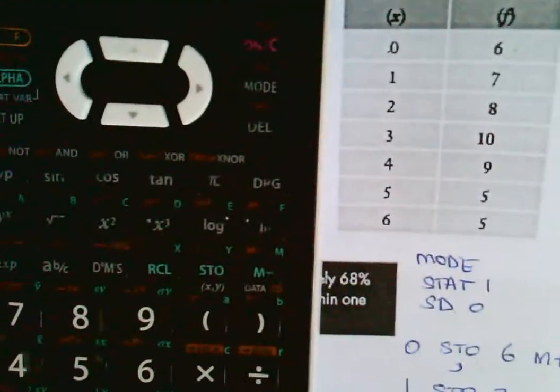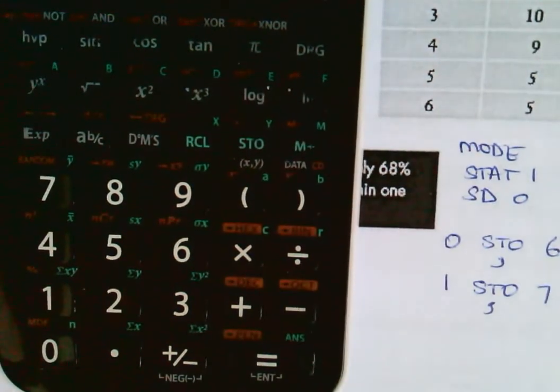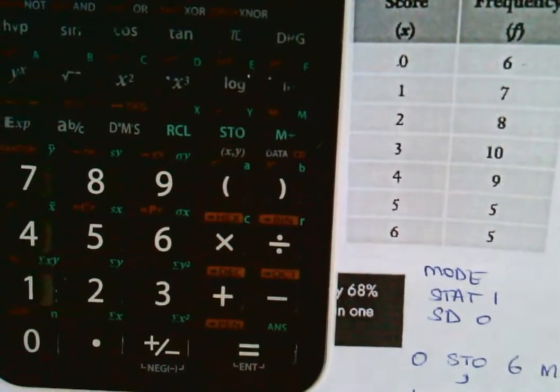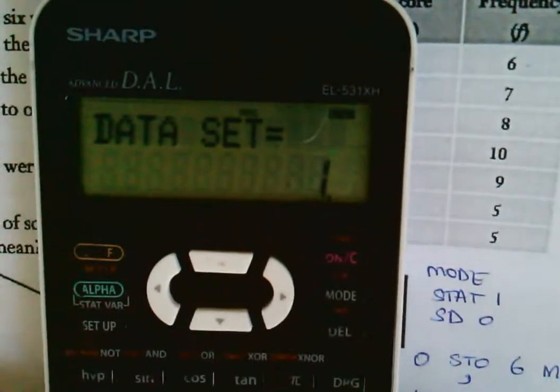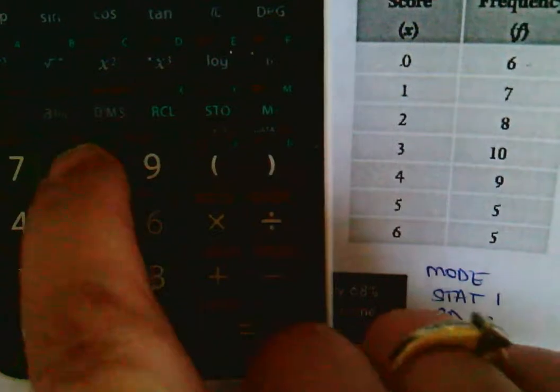Now when you enter the data, and we're trying to enter the score 0 6 times, see these 3 buttons here, recall, STO, M plus, they are the buttons that you use for statistics. So 0 needs to go in with a frequency of 6. I just press 0, then STO, then 6, and then M plus. And it should say data set 1. Then I enter my next bit of data, 1, STO, 7, M plus. Okay, and we continue. Then we go 2, STO, 8, M plus.